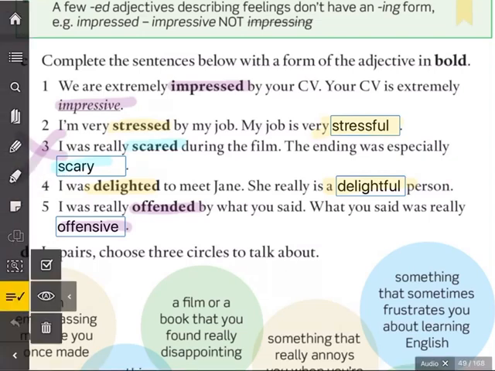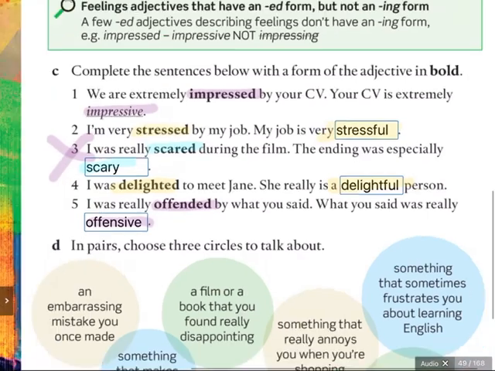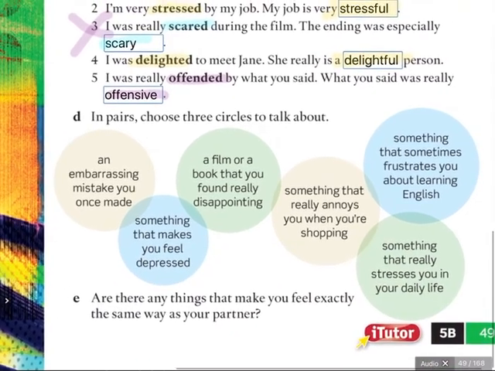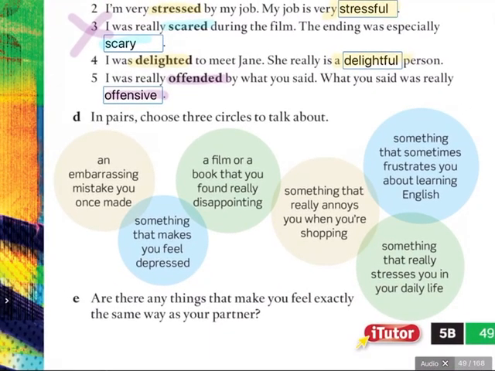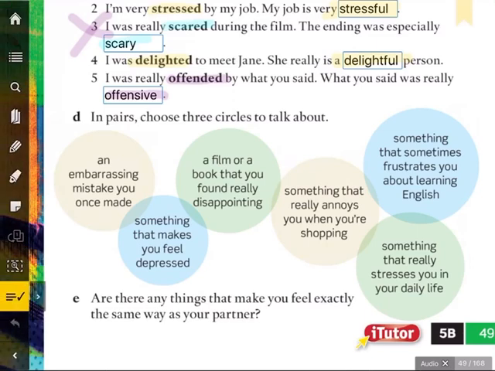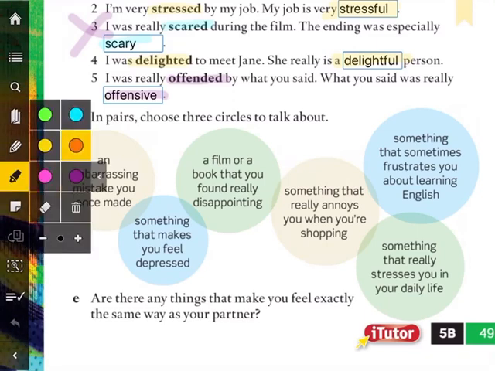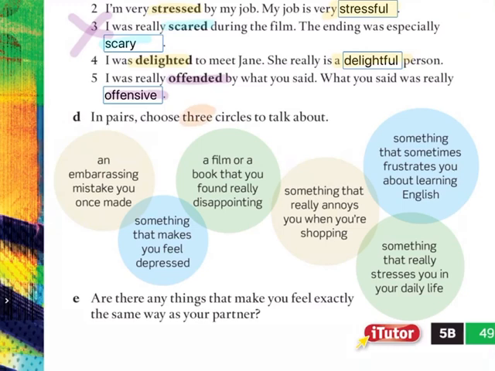Now, we have a speaking exercise. And again, I'm going to encourage you to maybe send me an audio or even a written message. You don't have to speak. You can write. Now, let's see. It says in pairs, choose 3. And again, I'm going to choose 3. Now, choose 3 circles to talk about. Now, let's read them all. It says, an embarrassing mistake you once made.